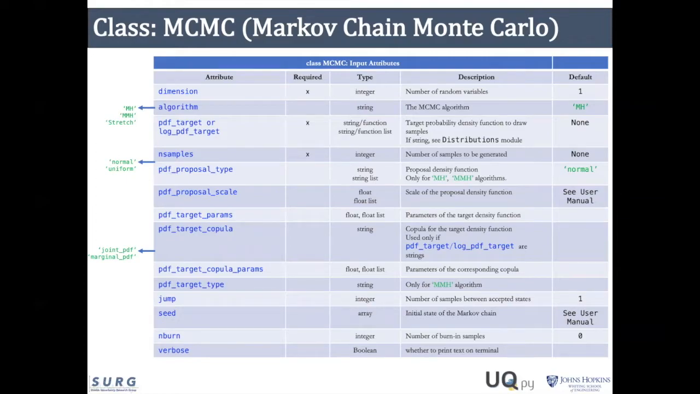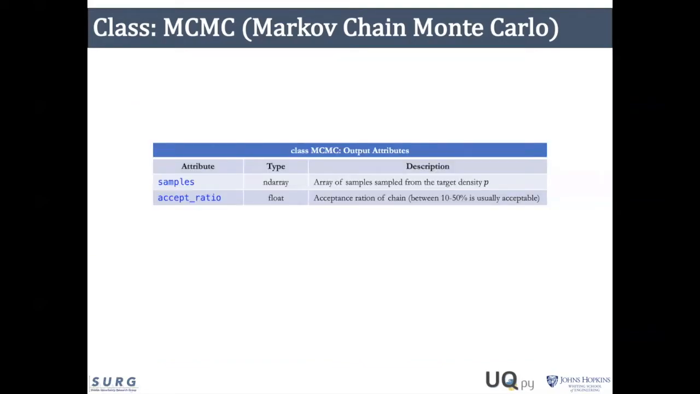I think I've talked about all the input parameters that you need. Then the output parameters are the samples, an ndarray of size n samples times dimension, and the accept ratio, which is the acceptance ratio of the chain. It's one of the things that gives you an idea of how good your MCMC algorithm is. You would probably want something between 10-50%, but that depends on your problem.